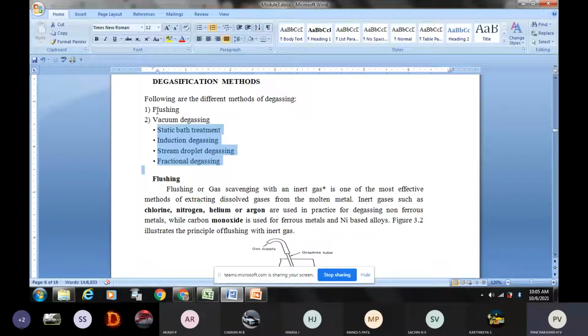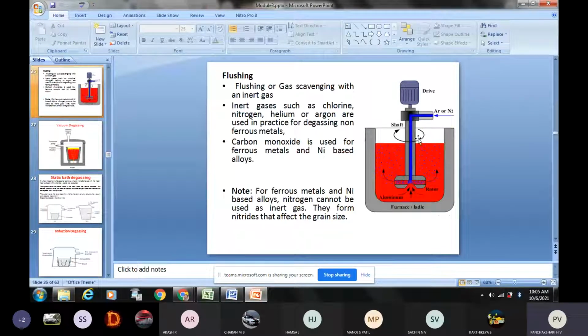In case of flushing, there is no vacuum because this surface is open to atmosphere. The upper portion, you can see, is open to atmosphere, and just above the liquid metal, you can see the atmospheric air present. But in case of vacuum degassing, what is happening?